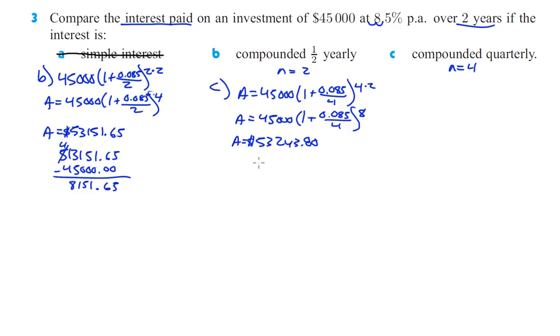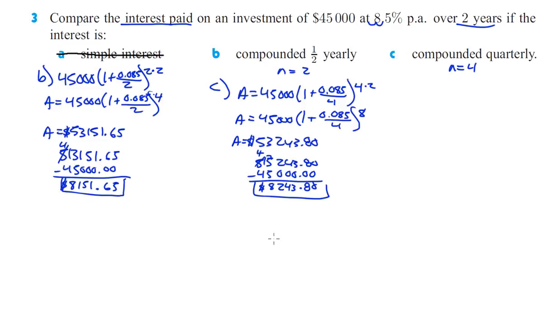So the interest is going to be our 53,243.80 minus, oops, that's a 3, minus our original $45,000 investment. Okay, so that gives us, borrow one from there, and that gives us $8,243.80 here, and $8,151.65 here. So the half yearly versus the quarterly. So you can tell it's not really that dramatic of a difference.